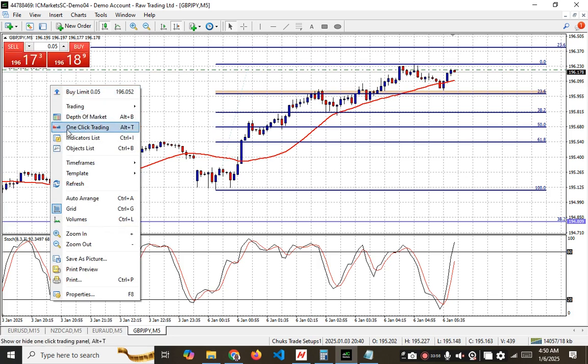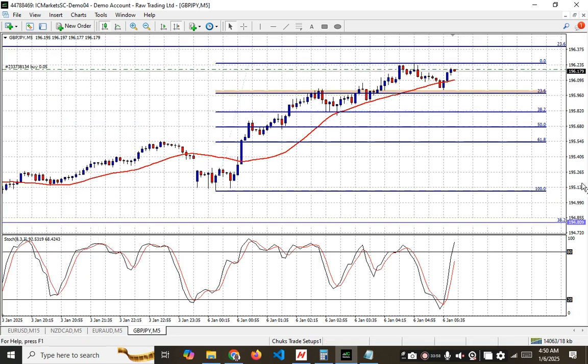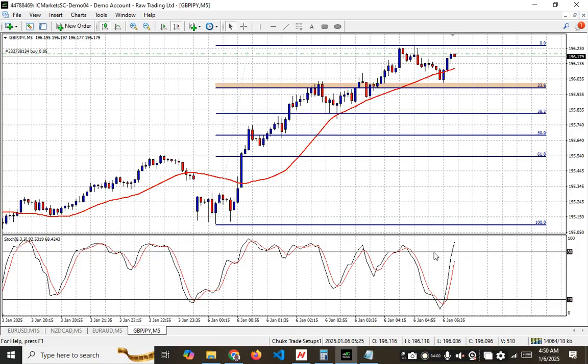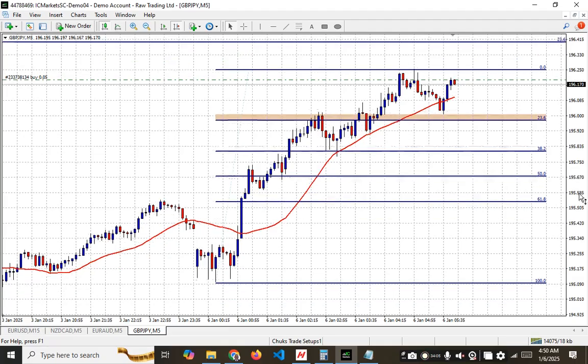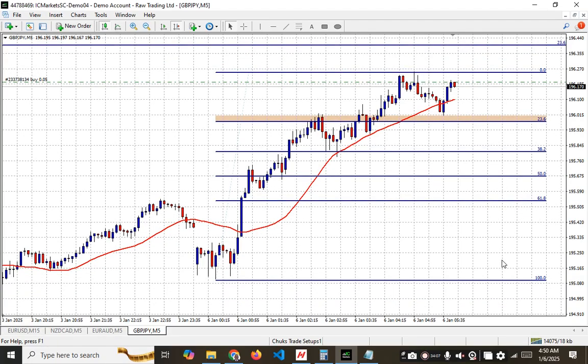After you've done that, you can just come and remove your confirmation indicator. You don't need it anymore. Okay, then you just monitor price action. Okay, monitor price action. So we expect price to still pull up, down, and continue.